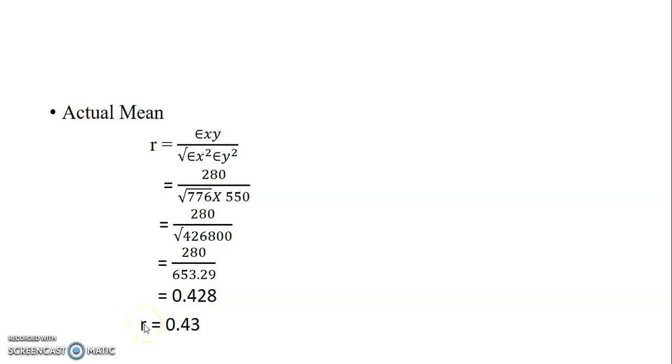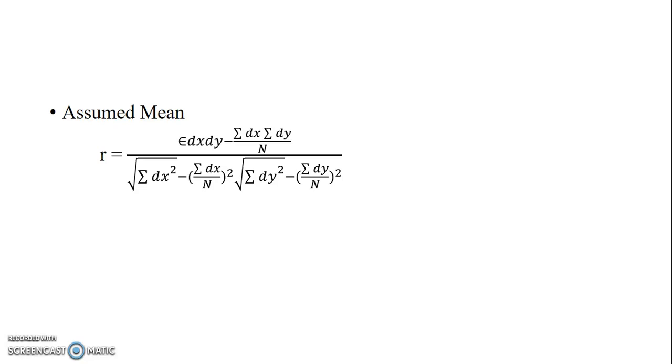So now the Pearson coefficient of correlation between the marks in accountancy and statistics is 0.43. So here there is a moderate degree of relationship between marks in accountancy and statistics.